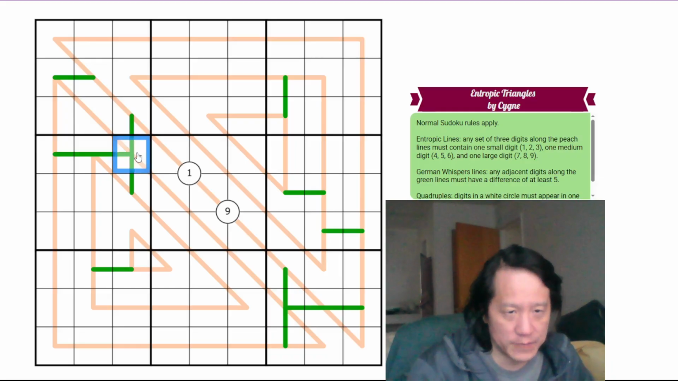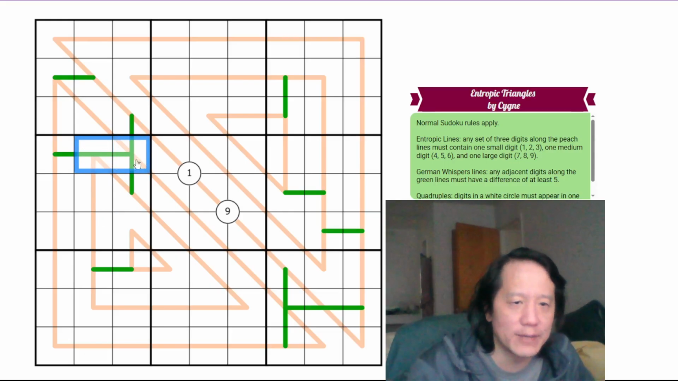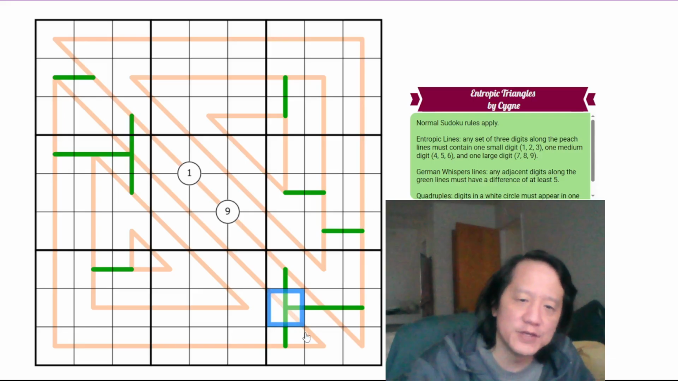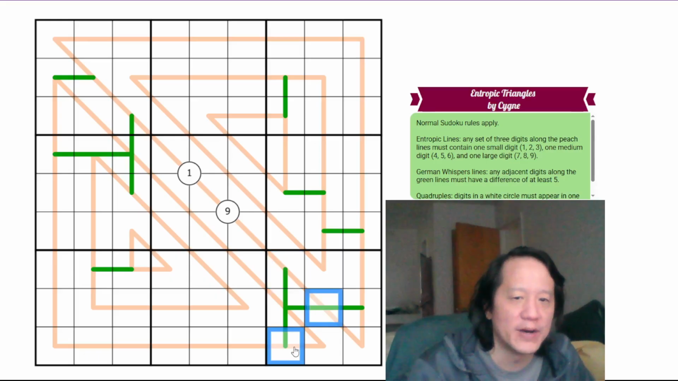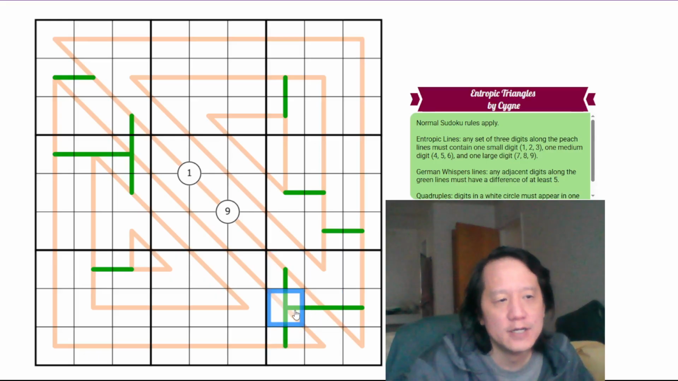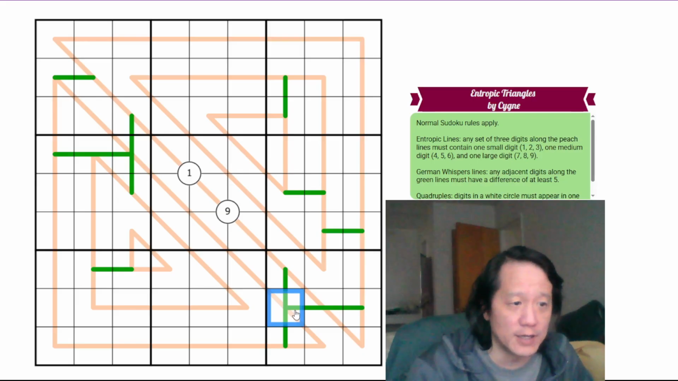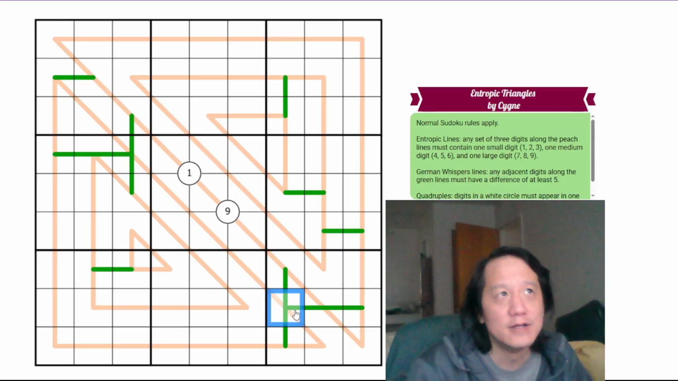So here, we don't know that much, thinking about it. Let's start with this digit here. This digit is next to 3 other unique digits on a German whisper line, or as I like to call them, whisper 5 lines, because whisper 5 is clearer about how it interacts. There are also things known as Dutch whisper lines, but that doesn't extend very well.